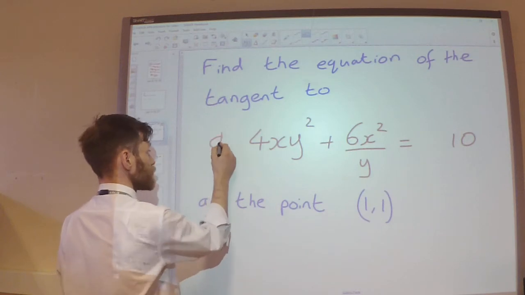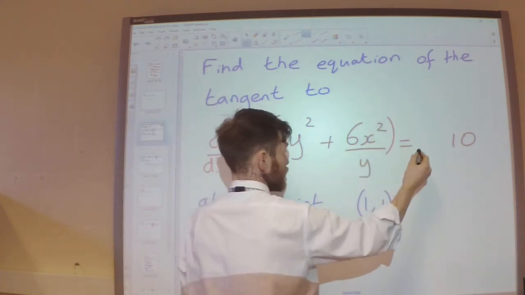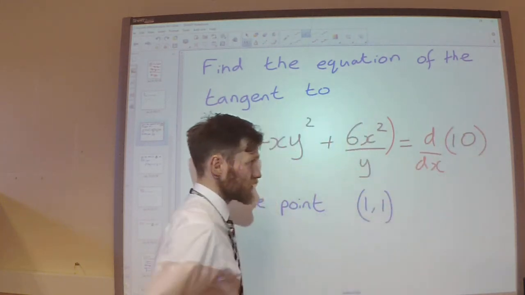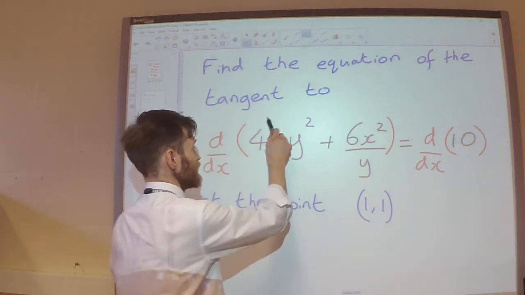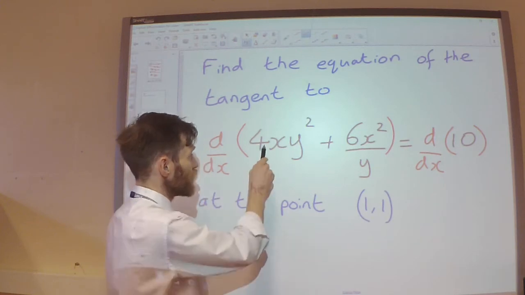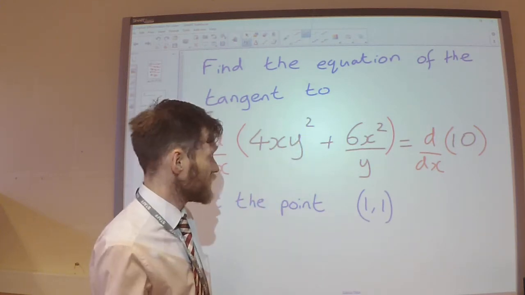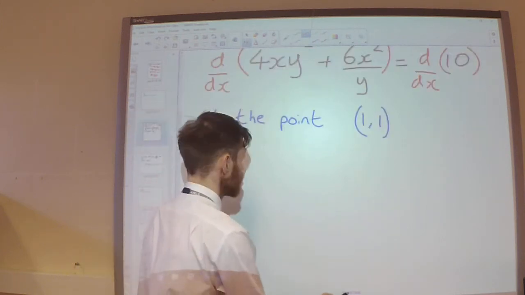So, differentiating both sides here with respect to x. Now, when I'm differentiating this, we can see I've got a product of two functions. I've got the 4x and I've got the y squared. So I'm going to need to use the product rule to differentiate this.